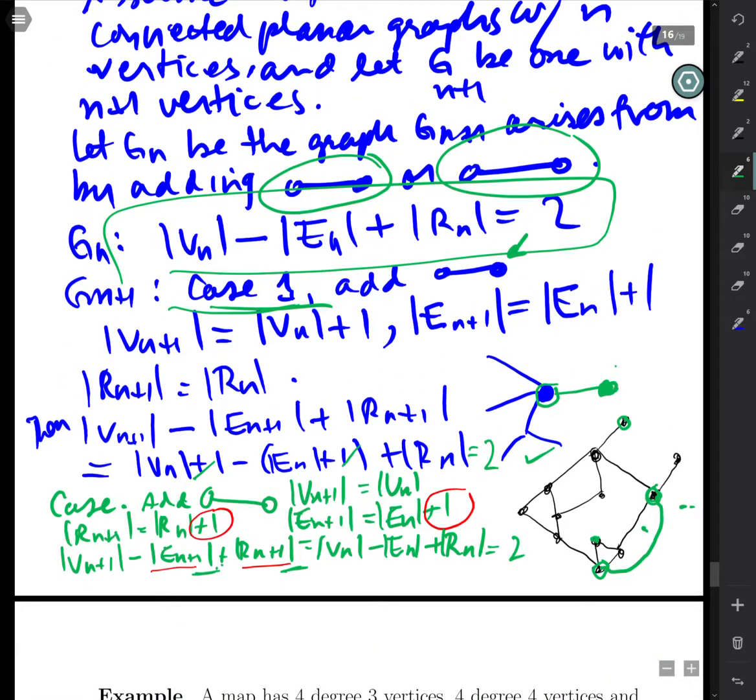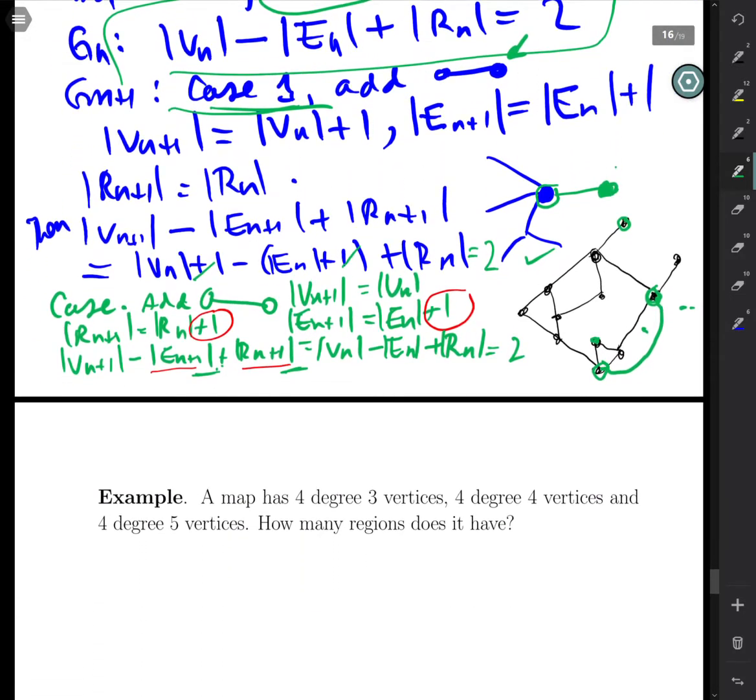Now we're going to use that in a couple of examples. First of all, we're going to just use it along with a specific case where we have a map with 4 degree 3 vertices, 4 degree 4 vertices, and 4 degree 5 vertices. And the question is then, how many regions does it have? The thing that's going to make this work is that, first of all, we can find the number of vertices, right? We have 4 of them here, 4 of them here, and 4 of them here. So that's simply 12. 4 plus 4 plus 4.